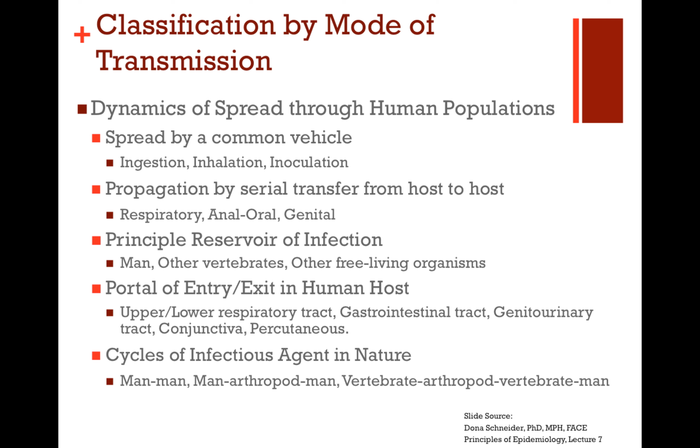And then there's how it cycles. So is it spread from man to man to insect to man, vertebrate to an insect, to another vertebrate to man? And so all of those things you really need to understand. And when I mentioned earlier about how epidemiologists work closely with people in other disciplines, this is where you're either going to want to have a solid grounding in the biological or chemical sciences, or work with other people who do.